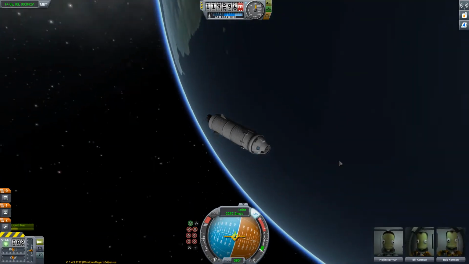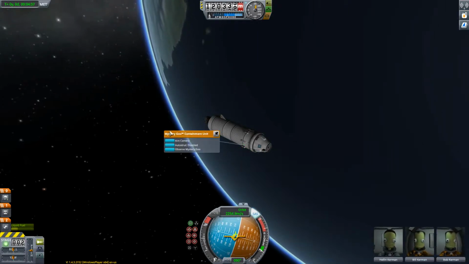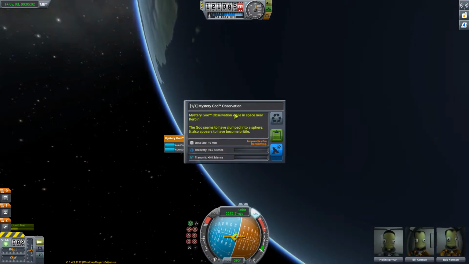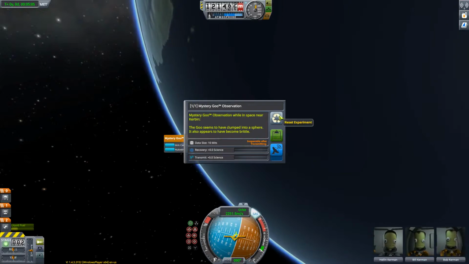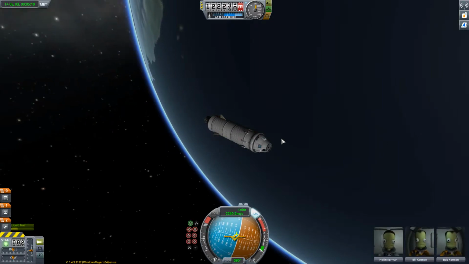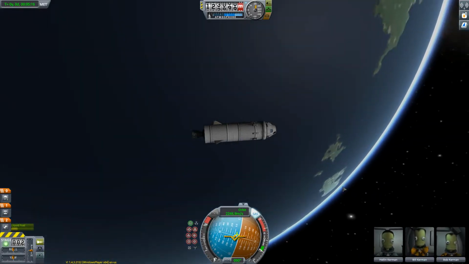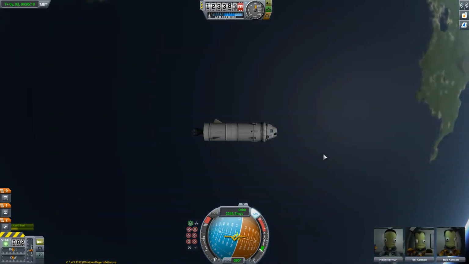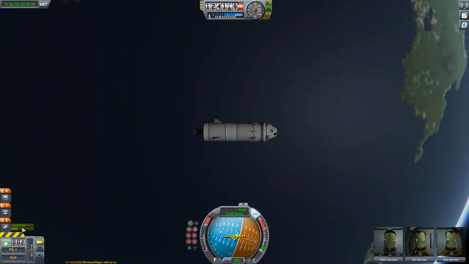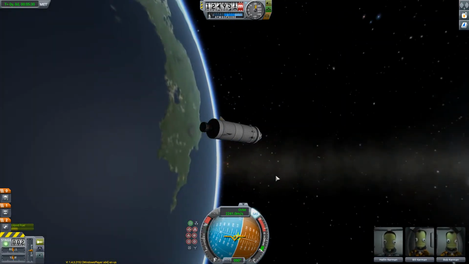And then we can do many things. We can observe mystery goo. We can do experiments. This is not a proper space station. It was never meant to be. It was just meant to be an orbital craft for experimentation. Usually by the end of this, I've got enough liquid fuel just barely to get me back out of orbit.